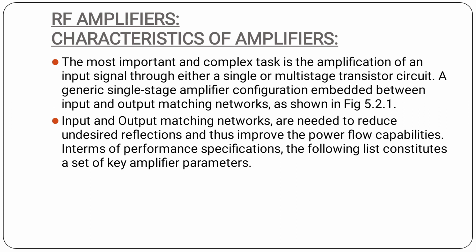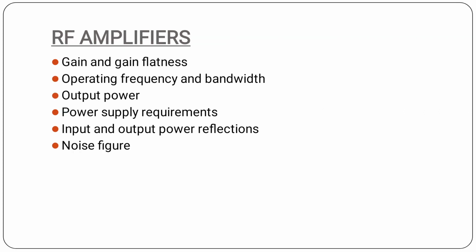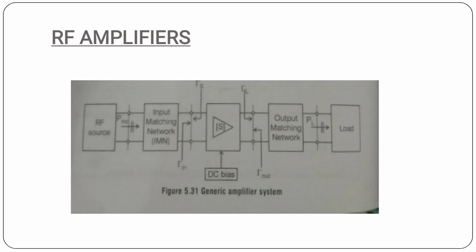Characteristics of amplifier. The most important and complex part is the amplification of the input signal through either a single or multi-stage transistor circuit. A generic single-stage amplifier circuit is embedded between input and output matching networks as shown in the figure. Input and output matching networks are needed to reduce undesirable reflection and thus improve the power flow capability in terms of performance specification. The following list constitutes a set of key RF amplifier parameters: gain and gain flatness, operating frequency and bandwidth, output power, power supply requirement, input and output power fluctuations, noise figure.